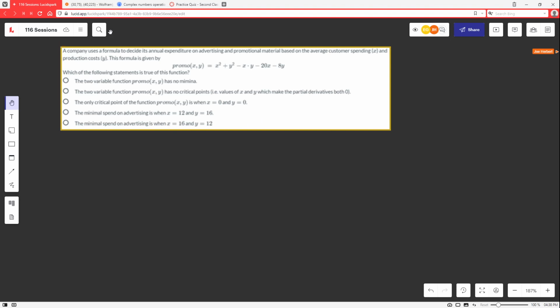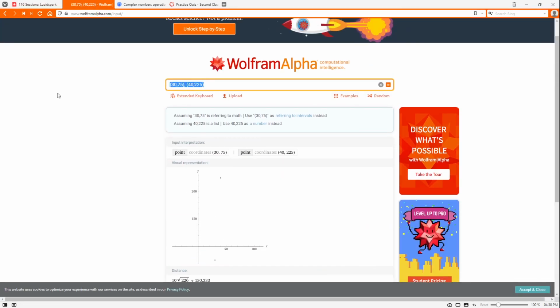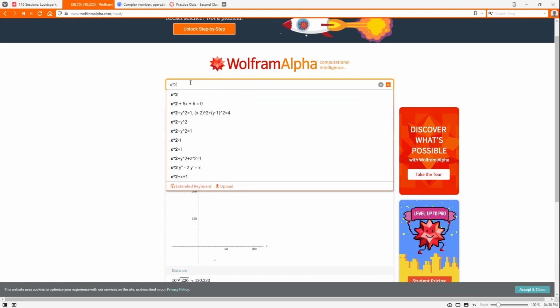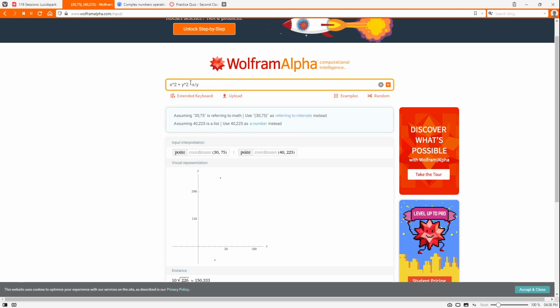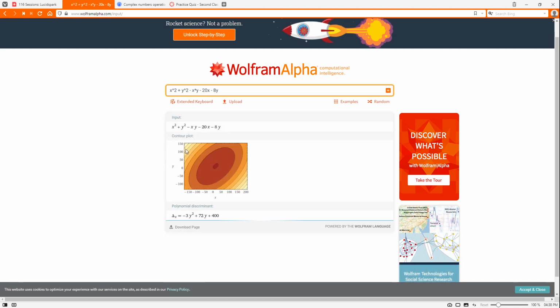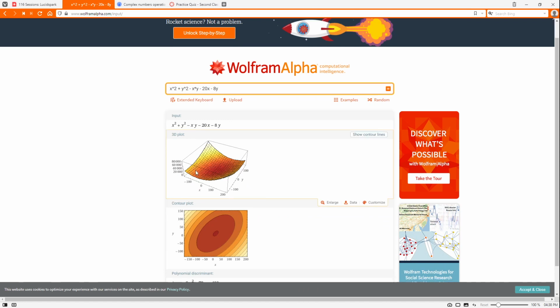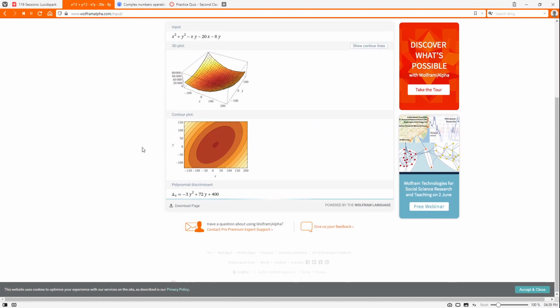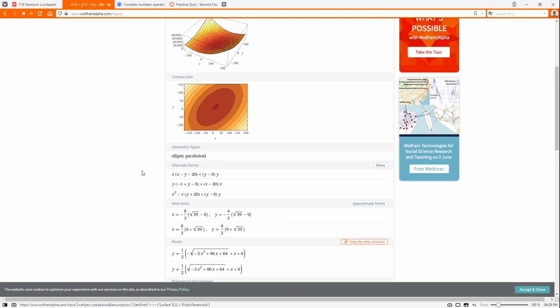We can find all of this by, again, sticking it into Wolfram Alpha. Very nice tool. So it is x squared plus y squared minus x times y, divided by x times y minus 20x minus 8y. We can see it picks this form. We can go down once it produces the rest. We can see it's there.